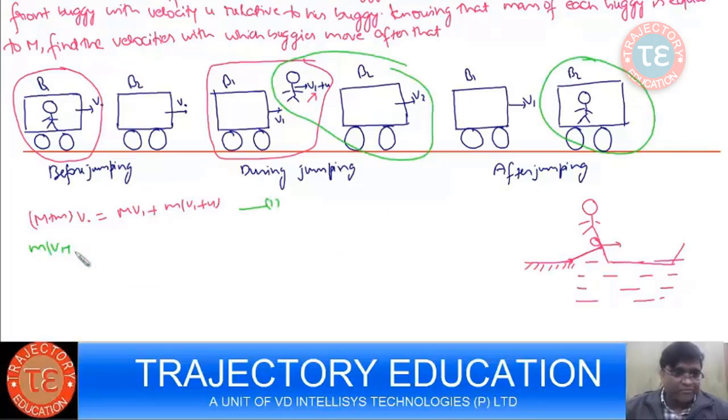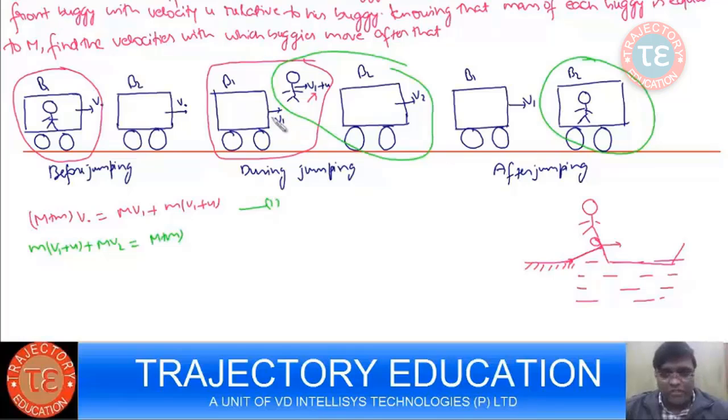Okay, m(v1 plus u) plus mv2, this is v2. Okay, so v0, sorry, so I write mv0, sorry. Oh, committing lots of mistakes.